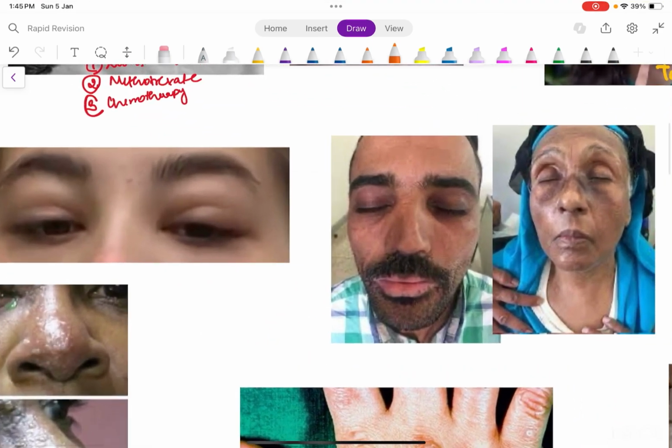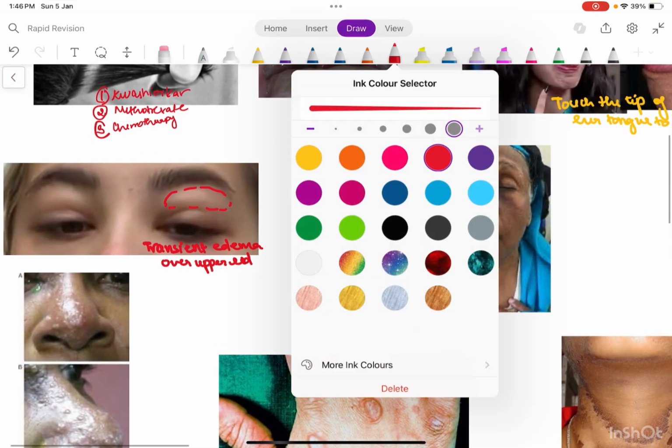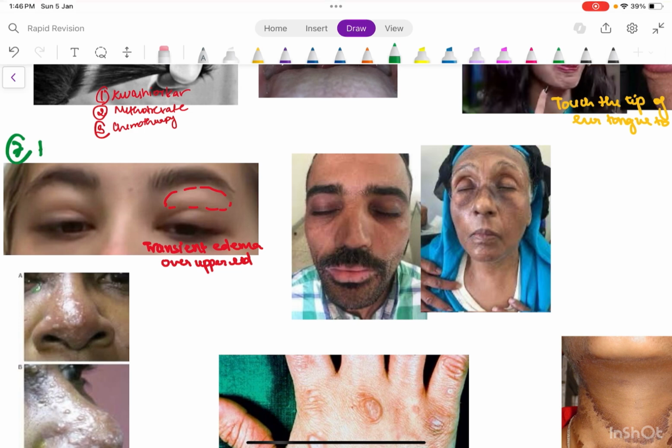All right, then this is very important. You will not mostly remember this even if you revise it again and again, but you have to remember it. Can you appreciate the swelling around the eyelid? So this is the transient edema over the upper lid. This is the seventh number. This is Hoagland sign. Just think Hoagland was a person and he had this. And this is seen in infectious mononucleosis.